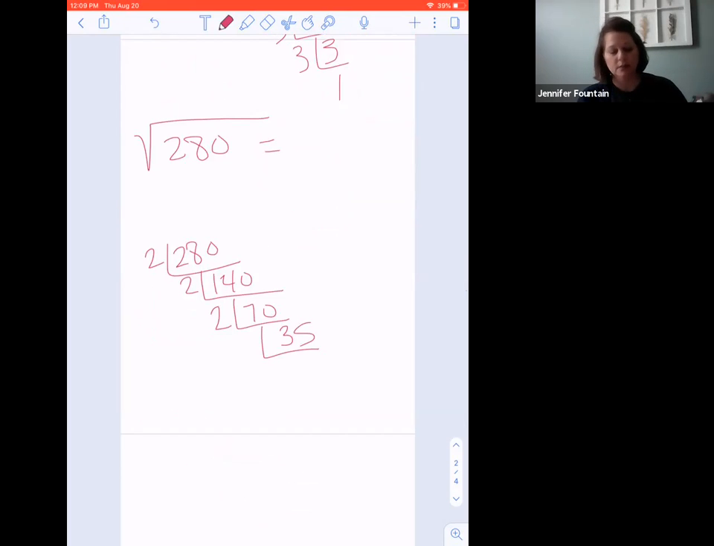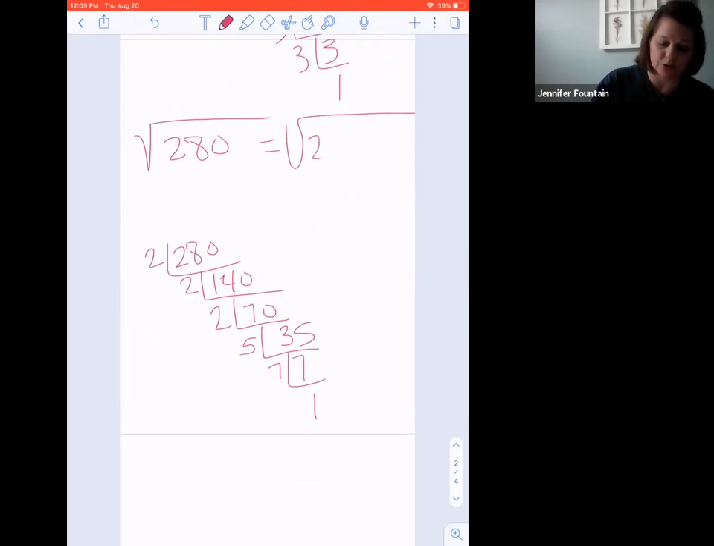35 is odd, so I'm going to try 3. 3 will not go into 35. I know 4 is not a prime factor, so now I'm going to go 5, and 5 times 7, then that would be 7 times 1. So prime factorization, I'm going to have 2 times 2 times 2 times 5 times 7. You good with that so far?